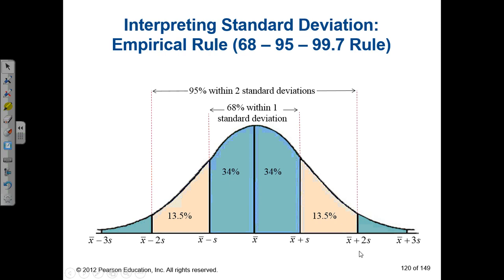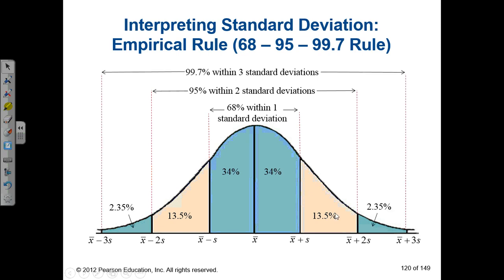95% lies within 2 standard deviations, and again, 47.5% is smaller than the mean, and 47.5% is larger than the mean. And almost all, 99.7%, lies within plus or minus 3 standard deviations of the mean. That other 0.3% is split evenly between these two tails. 0.15% down here in this tail and 0.15% down here in this tail.